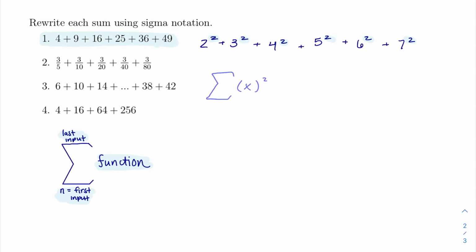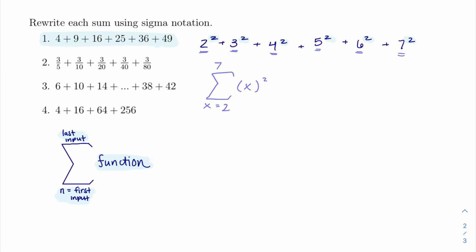So I'll use the variable x, which means I'm going to go from x equals something to something else. There are infinite options here, but I'm going to use the one that's most obvious to me. If I'm counting up by 1, if my first input is 2, then I would input 3, then 4, then 5, then 6, then 7. So my last input would be 7. So from 2 to 7, inputting into x squared would give me this sum.